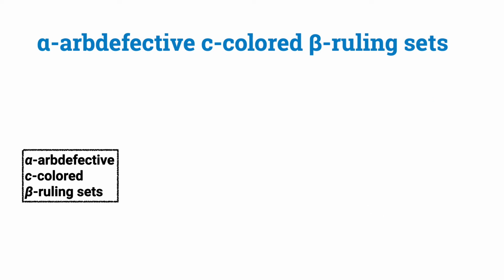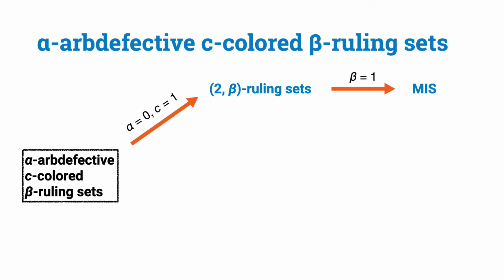So let's see some examples of problems that are included in this family. By setting alpha to 0 and C to 1, we get that colored nodes must form an independent set, and uncolored nodes have distance at most beta from the nodes in the independent set. This problem is called (2, beta)-ruling sets, and we will later see why this problem is extremely important in the distributed setting. And if we set beta to 1, we obtain the MIS problem, because by setting beta to 1, we get that nodes are either in the independent set or they have at least one neighbor in the independent set.